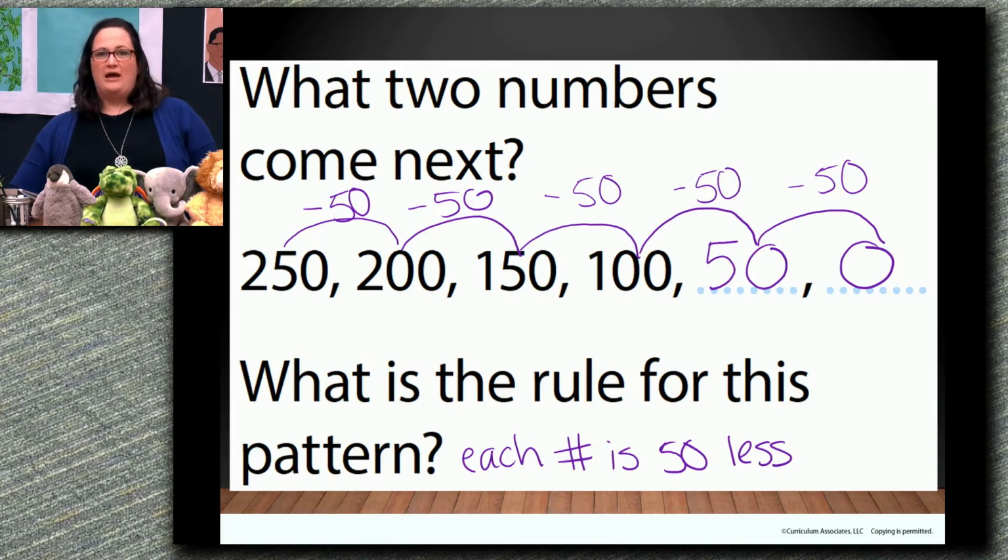What would be next in our pattern? Does anyone know? You can go less than 0. It would be negative 50. Something to think about.